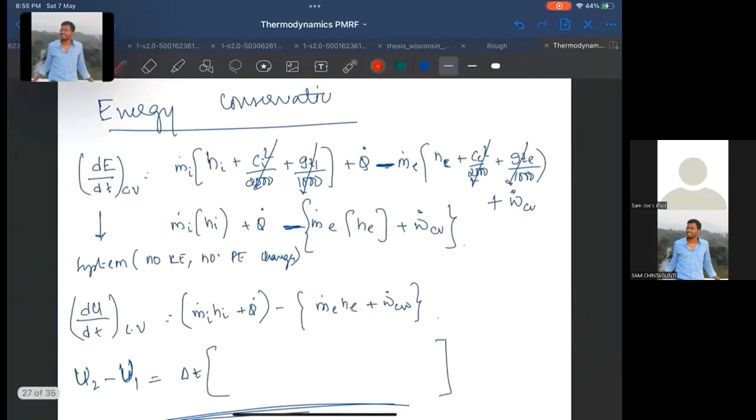And then for energy conservation, again dE by dt, we are writing dE by dt because we still haven't considered this assumption of no kinetic energy or no potential energy change in the system. So here again we have to understand that even if the kinetic energy and potential energies are the same for the fluid entering and exiting, we cannot directly cancel this.